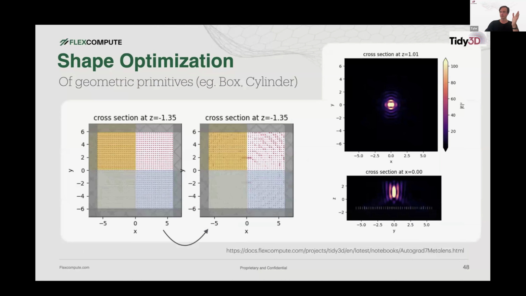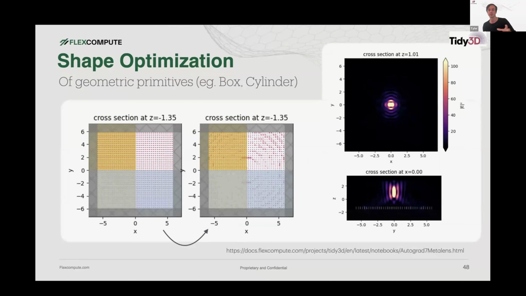Another analog of that is direct geometric primitive optimization. We have these other objects like boxes, which are rectangular prisms, or cylinders. What you can do in Tidy3D is set all your boxes up in the simulation, and then move the boxes around, either the centers, or change the size of the boxes. And this will just work again with AutoGrad and with Adjoint.